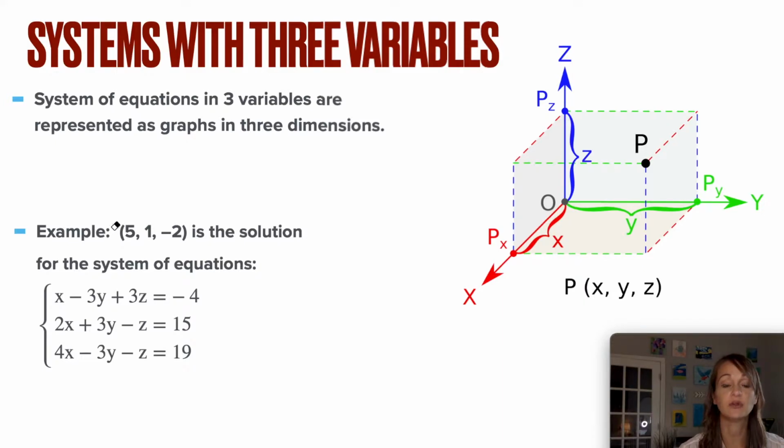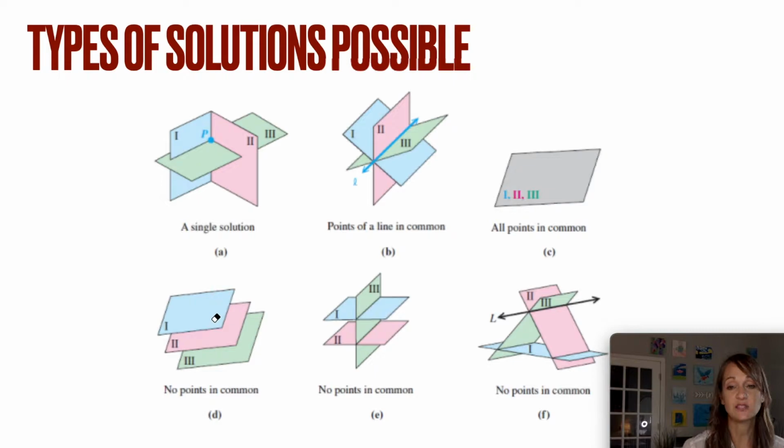So for example, the coordinate point 5, 1, negative 2 is a solution for the system of equations. If you plug in 5 for x and plug in 1 for y and plug in negative 2 for z, you will get negative 4. And it will work for all three of these equations.